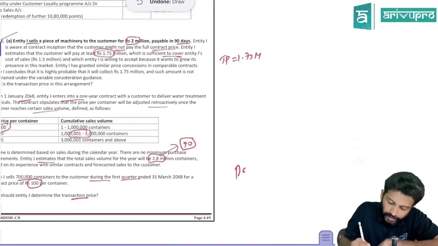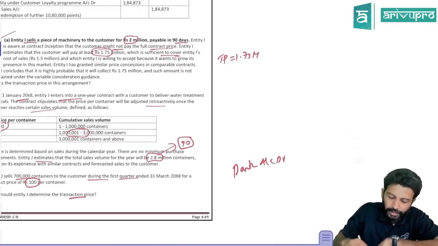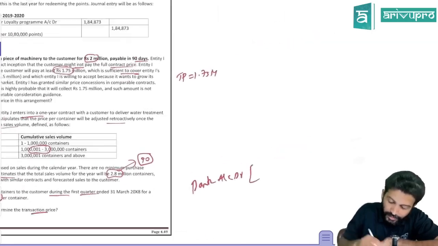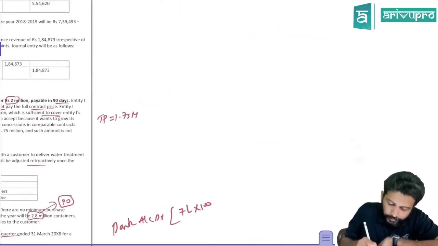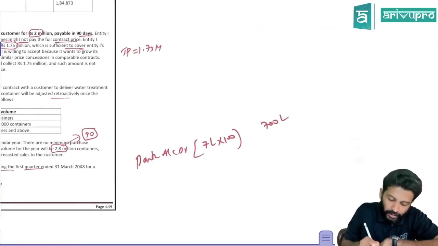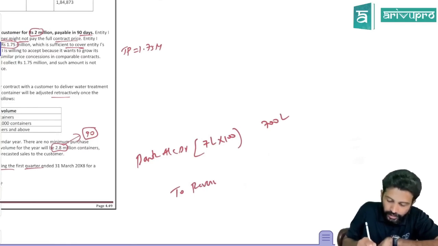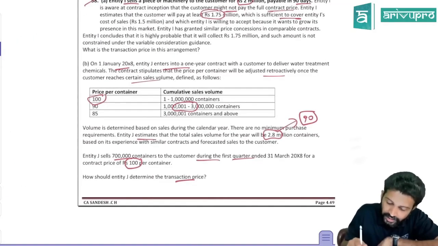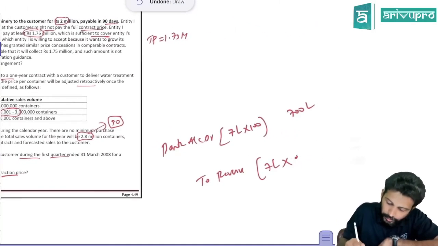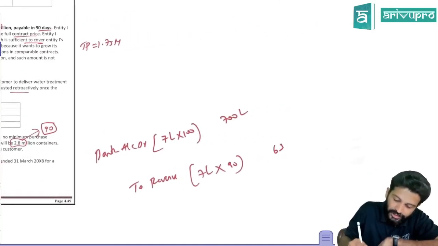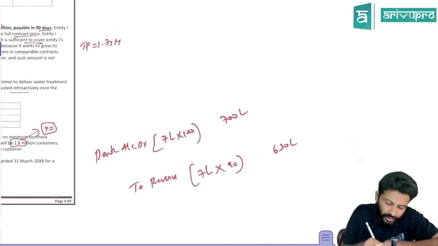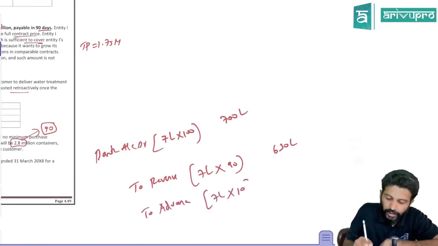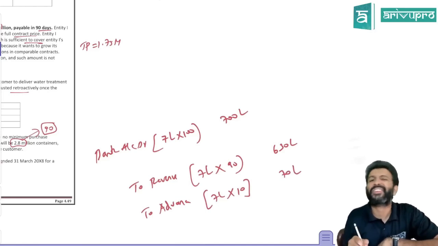100. So the journal entry you will pass is bank account debit. How many containers? 7 lakh containers. How much money did you recover? 100. So this is 700 lakh. Can you book it as revenue? Yes, you can book revenue on 7 lakh containers, but you will not take 100. You will take the price as 90. So 7 into 90 is 630 lakh, which you will recognize as revenue. The balance you will treat as advance. That is 7 lakh into 10, which is 70 lakh, you will treat as advance.